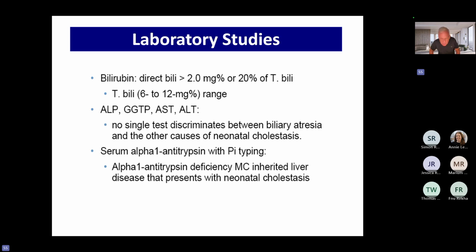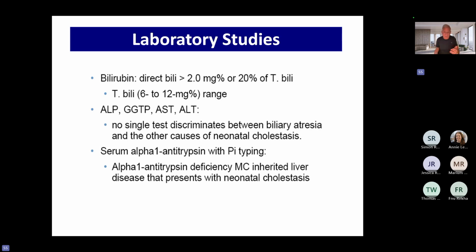No single test discriminates between biliary atresia and other causes of neonatal cholestasis. However, at the risk of making the leadership of NASPGHAN unhappy, I will tell you that in my experience, I have never seen a baby with biliary atresia who didn't have an elevated GGT. Can any of the attendings argue with me on that point? I don't think I can. So to me, that's the most important test. I cannot. So get that GGT. If the GGT is normal, you're probably okay, certainly in terms of biliary atresia.